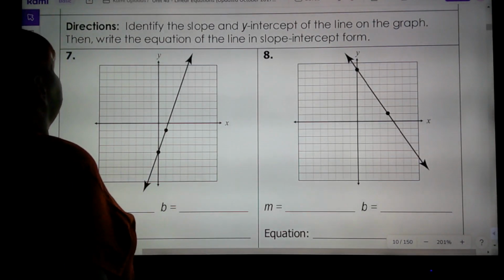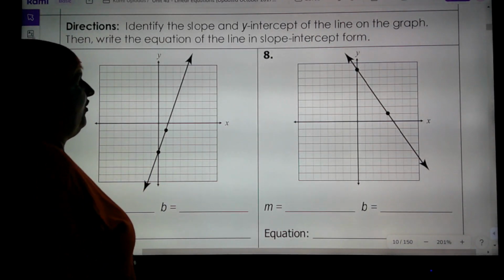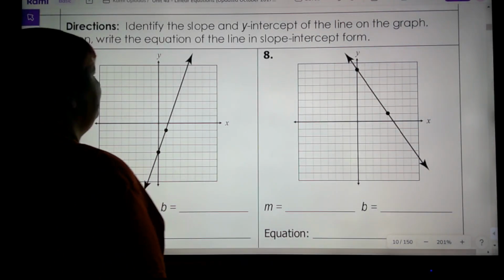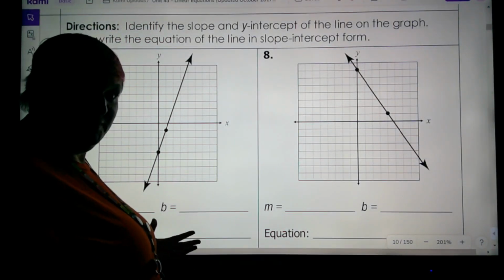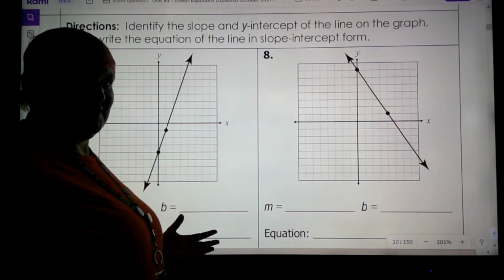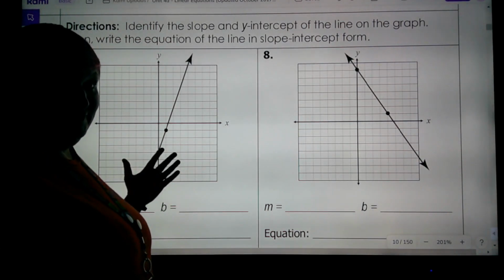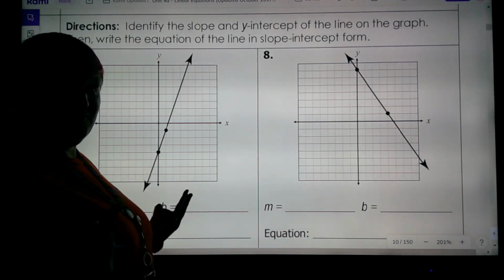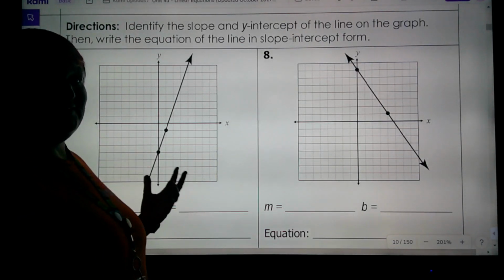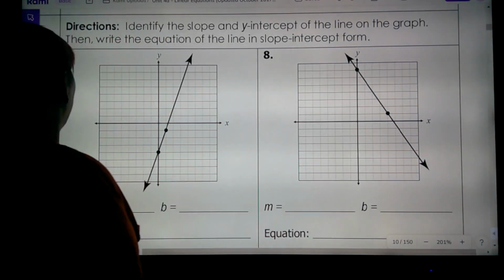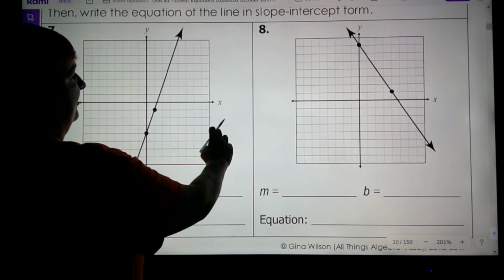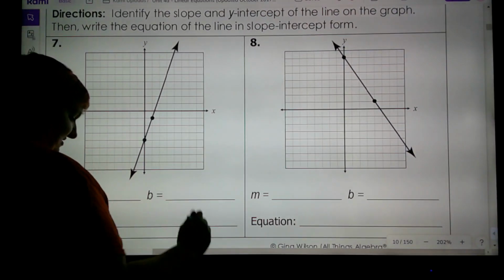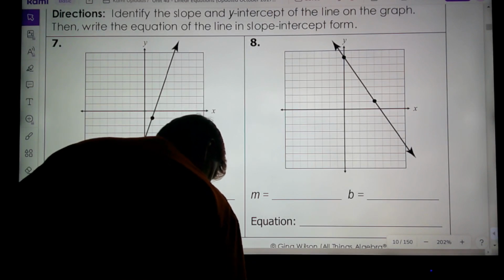What if they give it to you in a graph? Identify the slope and y-intercept of the line on the graph, then write the equation in slope-intercept form. Now that we know how to find the slope and we know what a y-intercept is, we can look at a graph, find those two pieces of information, and use them to write the equation. Right? I'll show you what I mean. Let's do the even ones. Means you're going to do the odd ones.